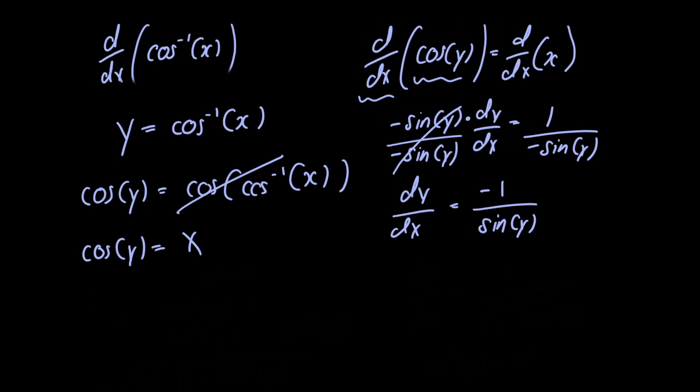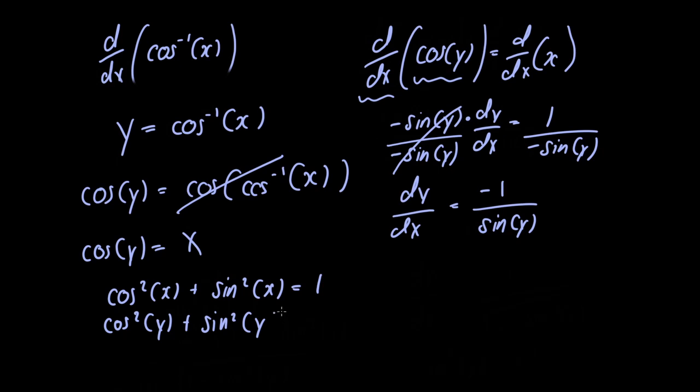So at this point we're going to want to make use of the following identity. Cosine squared of x plus sine squared of x equals 1. Now let's just rewrite this in terms of y. So we have cosine squared of y plus sine squared of y equal to 1. So what we want to do here is make sine of y the subject of this equation here. So let's go ahead and do that.